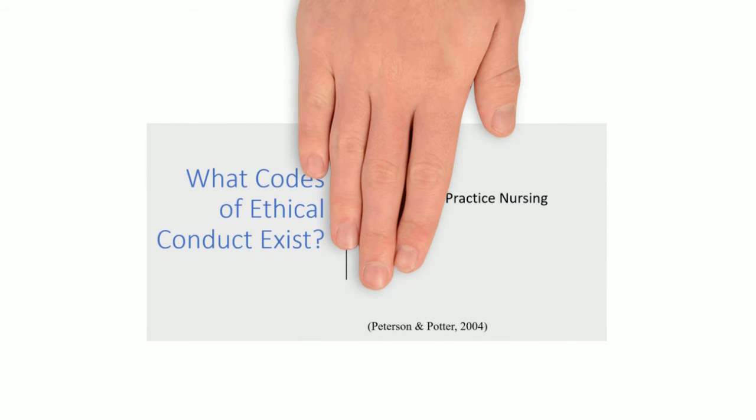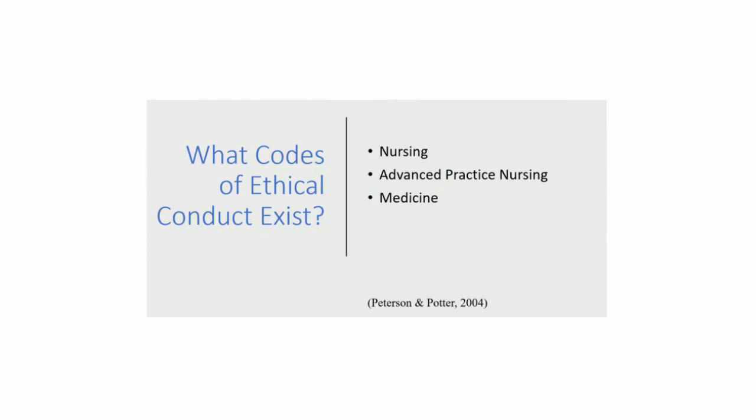Many codes of conduct actually exist. Nursing has a code of conduct. One of the first nursing codes of conduct was, according to Peterson and Potter, developed in 1953 by the International Council of Nurses, and it included the respect of patients' dignity and human rights, which include the rights to life and to be treated with respect. The most recent nursing code of ethics has been published by the American Nurses Association in 2015, and we'll look at that in just a moment.